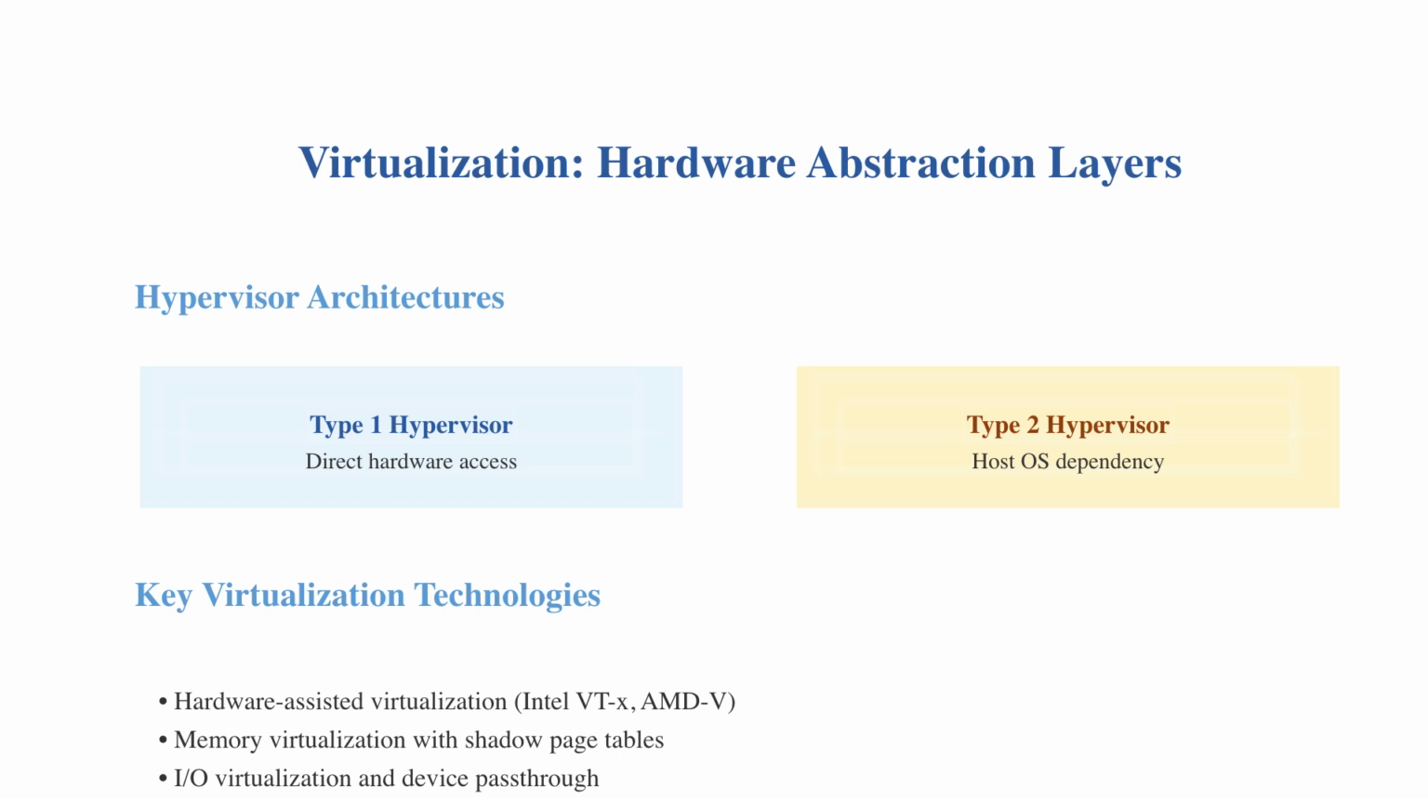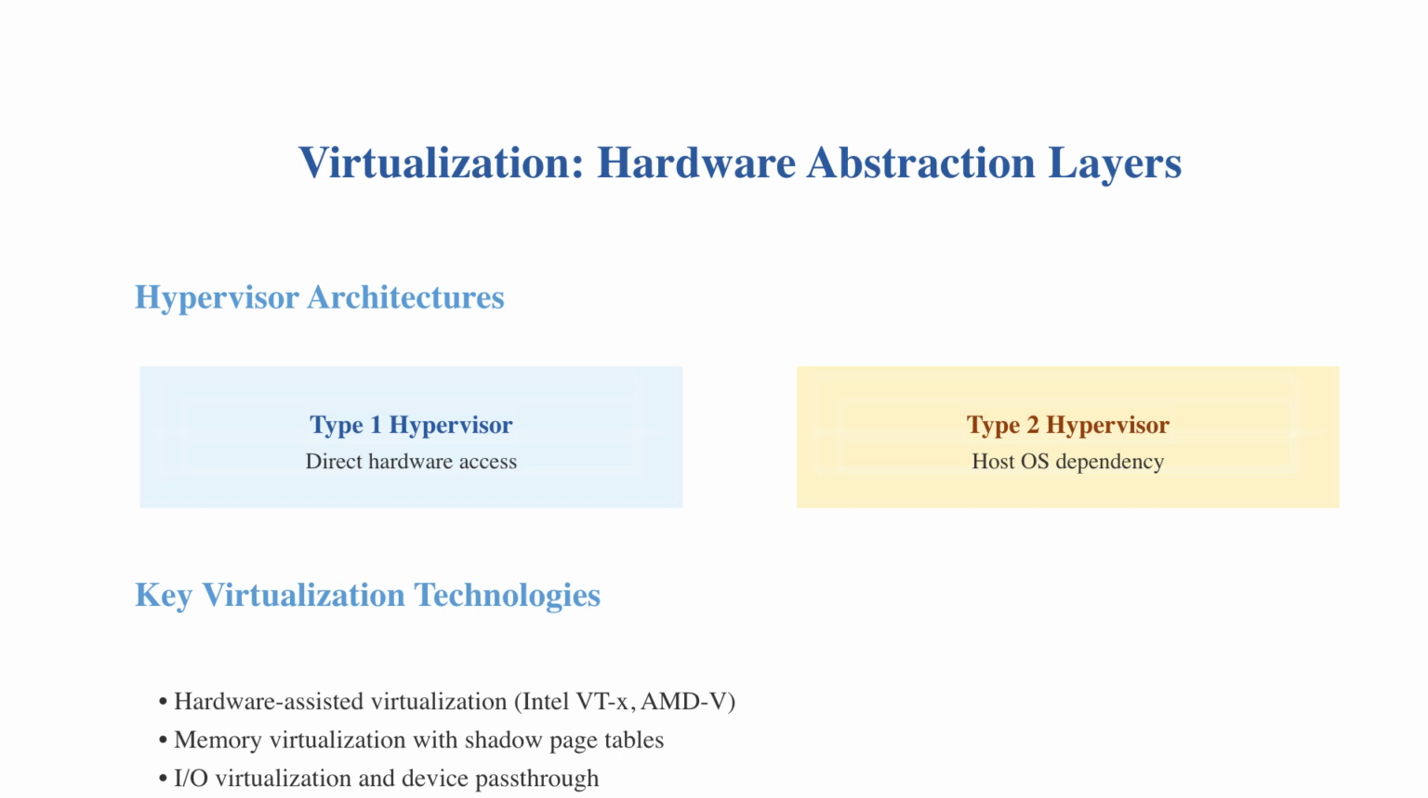Now that we understand mode switching and system calls, let's dive into virtualization, one of the most transformative technologies in modern computing. Virtualization creates hardware abstraction layers that allow multiple operating systems to run on a single physical machine. This fundamentally changes how we think about resource allocation and system isolation. The key to virtualization lies in hypervisor architectures. There are two main types, each with distinct advantages and trade-offs.